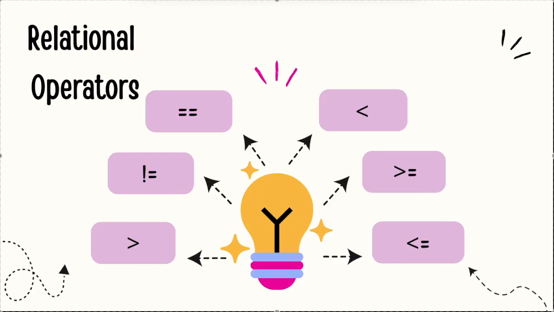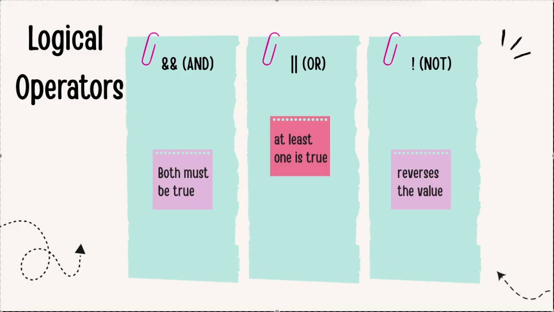Relational operators are comparison operators. Here we compare two values and then return either 1 for true or 0 for false. Logical operators. They help us combine conditions. They are of 3 types: and, or, and not. For and, both the conditions must be true. For or, at least one is true, and not simply reverses the value.